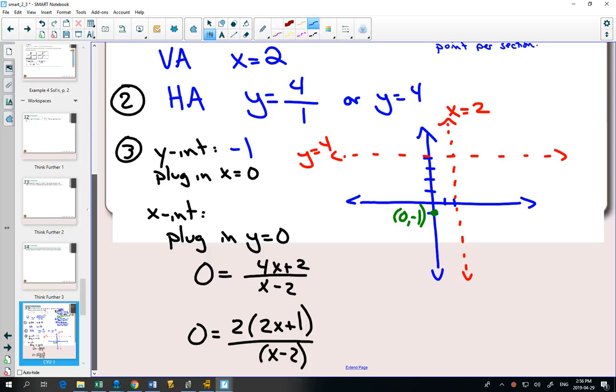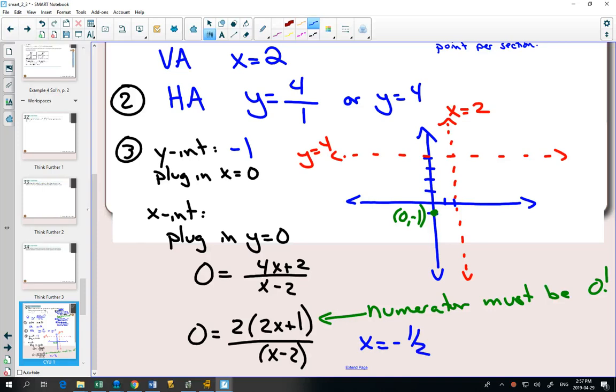If you want this fraction to equal 0, the numerator must be 0. In fact, algebraically, you could multiply both sides by the denominator, and the denominator would just go away. So the nice thing about having your numerator factored is to look at the factors. Is 2 ever 0? No. What would make 2x plus 1 equal to 0? 2x plus 1 would equal 0 if x was negative 1/2.